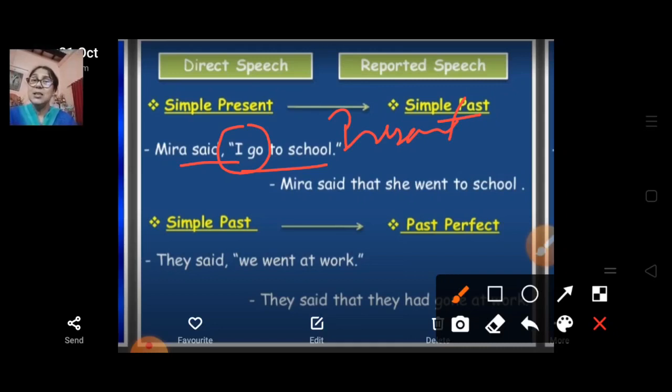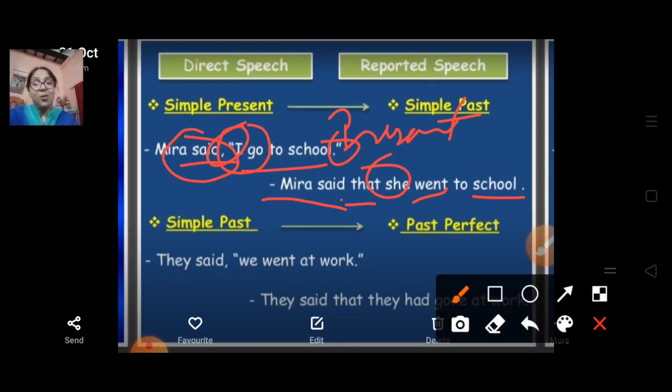So you just notice over here, I go to school is written in simple present tense, and the reporting verb is written in past tense. So we are going to change it. Meera said will remain the same. We have removed the inverted commas and we just added that. And in the place of I, we have written she, as we discussed earlier. And in place of go, we are going to write went to school. So this is how we change simple present tense in inverted commas speech to past tense.